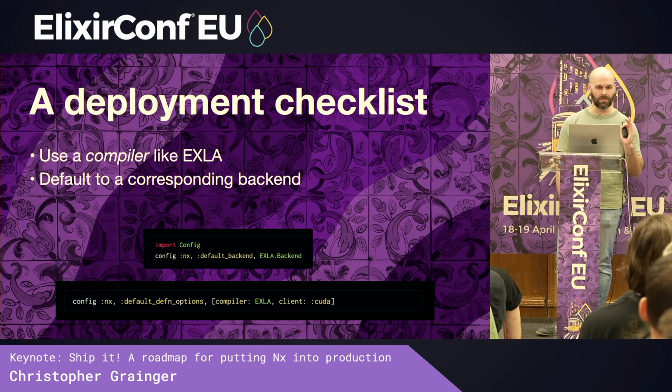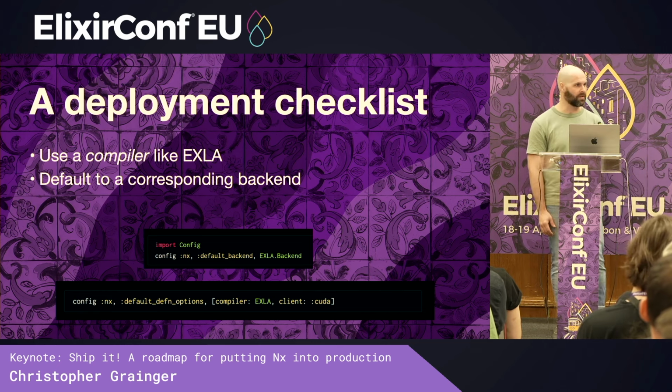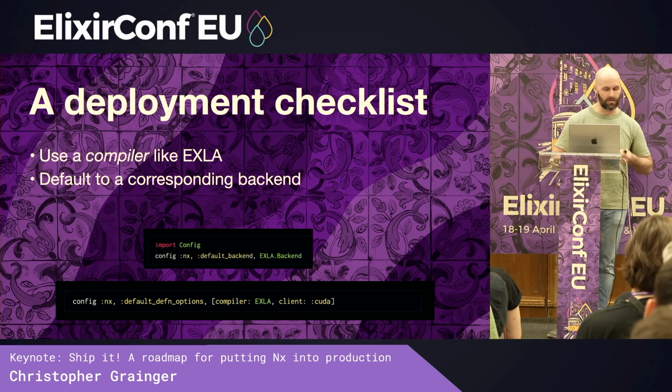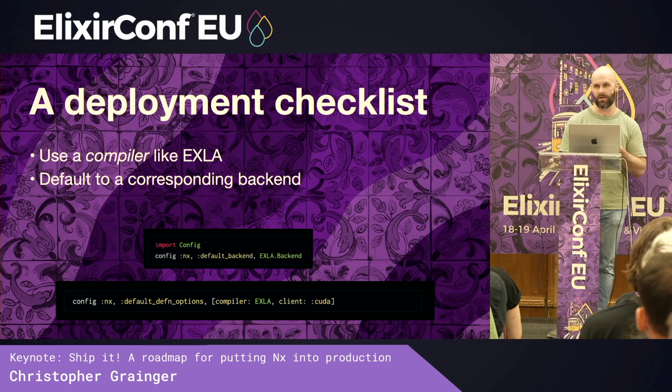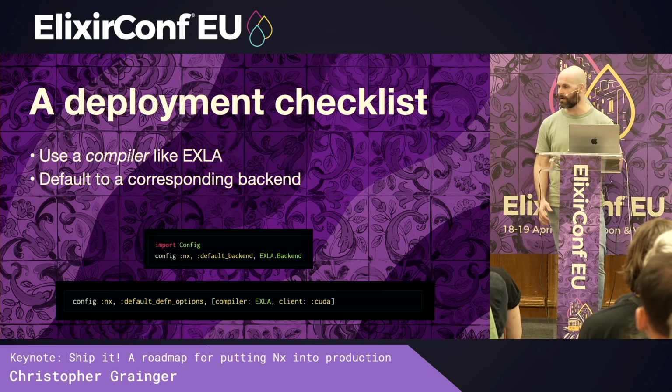So you need to use a compiler. I really strongly suggest using a compiler. It's going to be much faster than just using backends. You want to set a corresponding backend, though. You want to use both of them, right? So in this case, I'm showing what you can do if you're using config. We all know how to use keyword lists and configure our applications, but what we're saying is we're going to use a default backend of EXLA, and default defn options where we're saying, hey, I want you to use EXLA, and I want you to do it with CUDA. CUDA is for GPUs, for NVIDIA GPUs, okay?